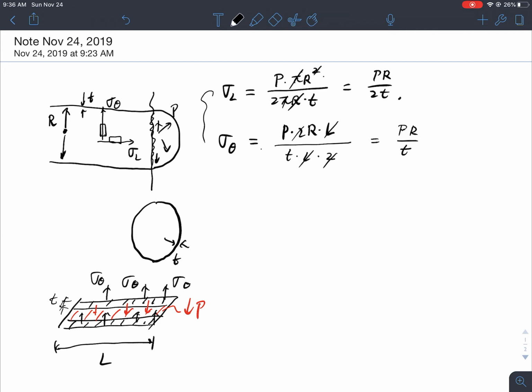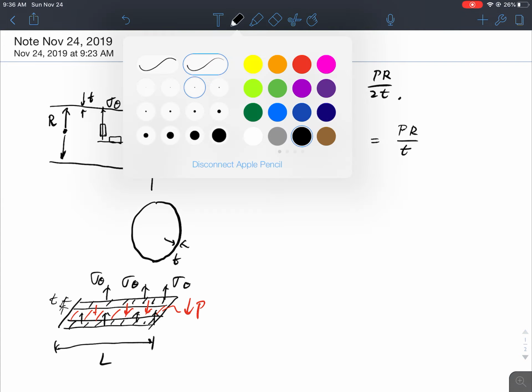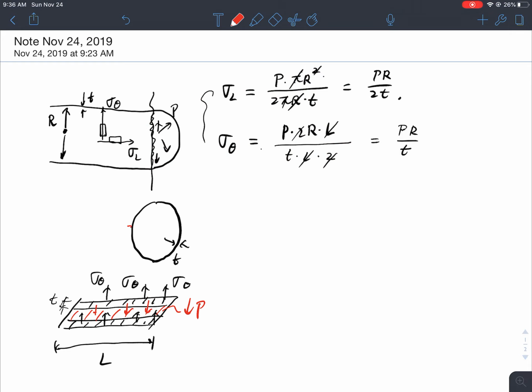Okay, so now I have the two stress components on the surface of the vessel, but don't forget, this is on the outside surface of the vessel. So if I want to draw the strain gauge setting, I'm going to draw the strain gauge in red. This will be the stress state I'm looking at. It is on the outside surface of the circle right here.